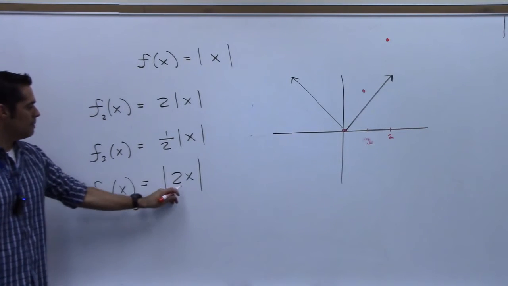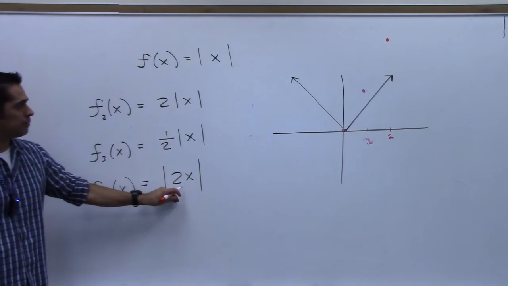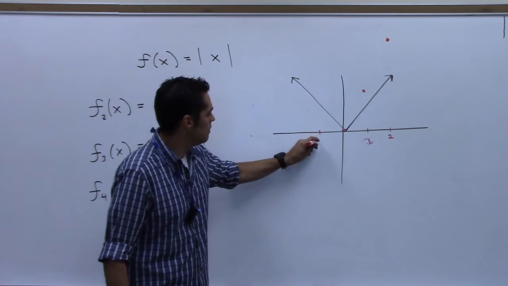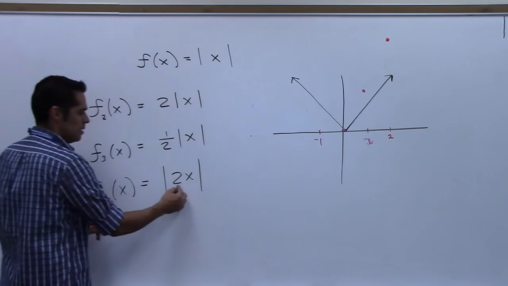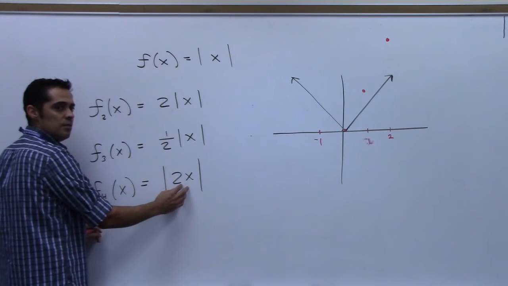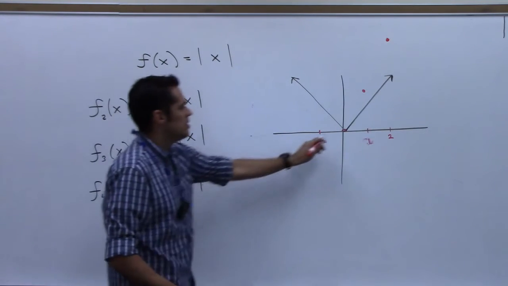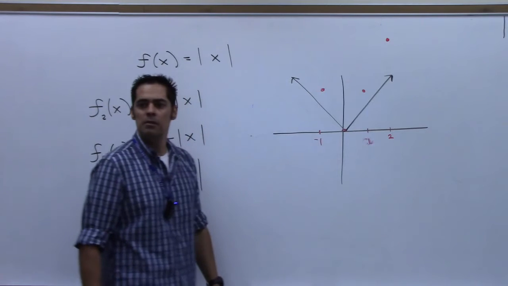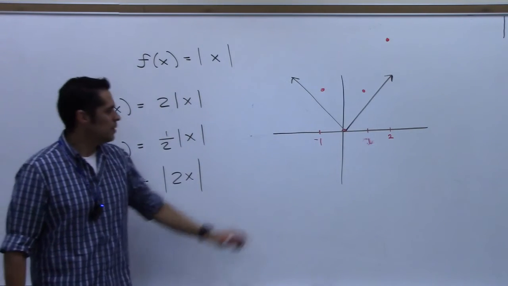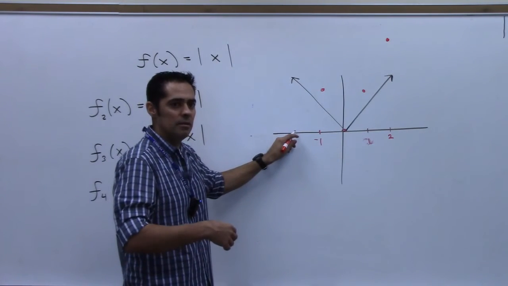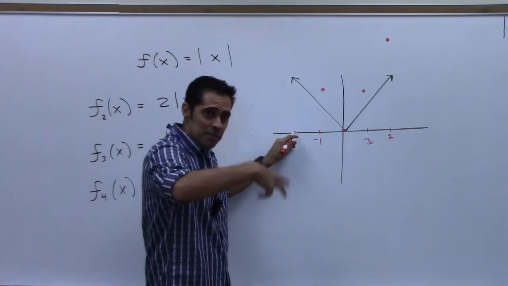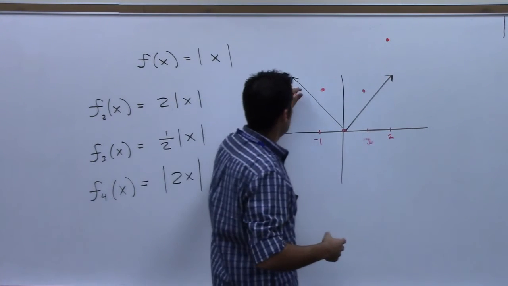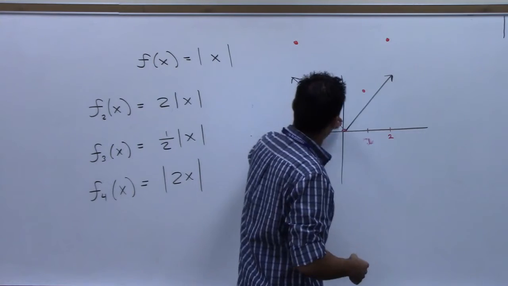What about the negatives? What happens if I plug in -1? So -1, this becomes -2, absolute value is 2. So instead of being -1, 1, we're at -1, 2. And then if you plug in -2, you'll be at where? -4, absolute value. So instead of 2, you'll be up here at 4. What happened?